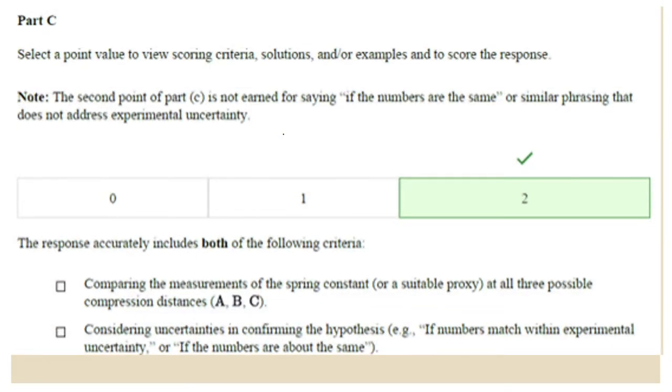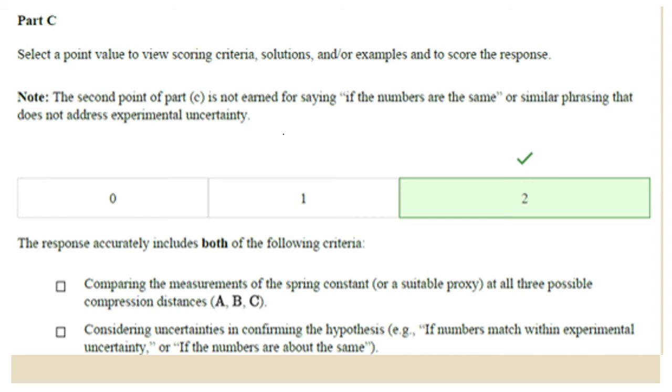This part gave you 2 points. You had to compare the measurements of the spring constant or a suitable proxy at all 3 possible compression distances A, B, or C. And you had to consider uncertainties in confirming the hypothesis, meaning if the numbers match within experimental uncertainty or if the numbers are about the same.